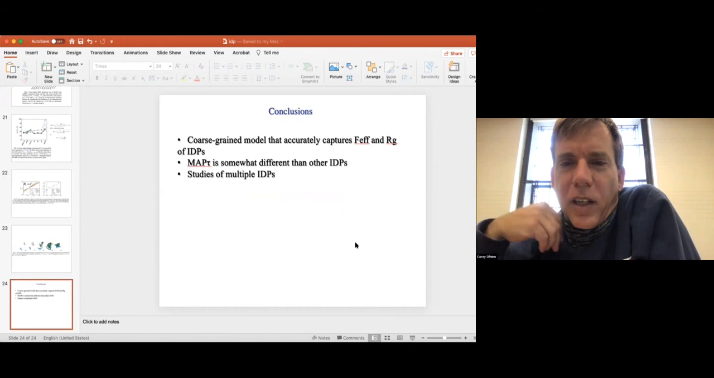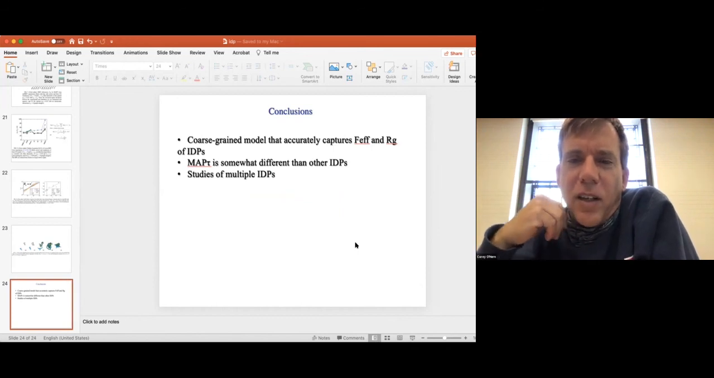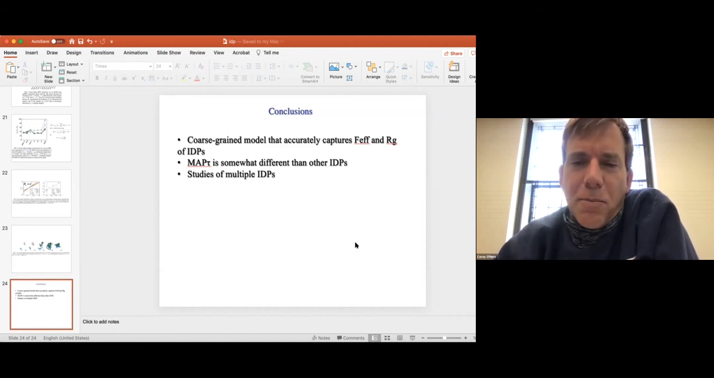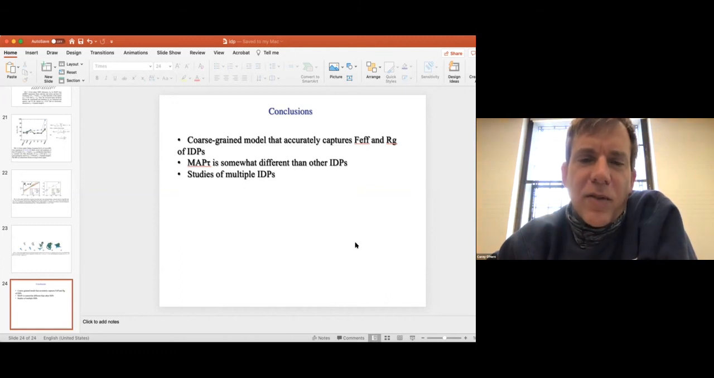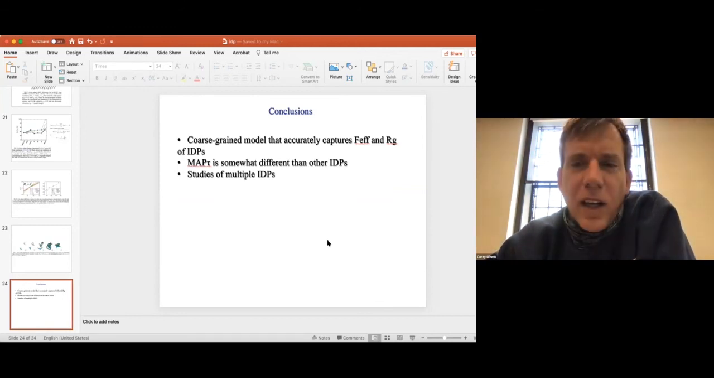So some quick conclusions: we built a coarse-grained C alpha model that seems to be able to capture the FRET efficiency and radius of gyration of intrinsically disordered proteins. The agreement was to within 10%, and the current bottleneck is being able to study multiple intrinsically disordered proteins to see what aggregates they form and whether there's a spontaneous formation of secondary structure. With that, I'll conclude, and I'll stay around for a minute to see if there are any questions on these particular slides.